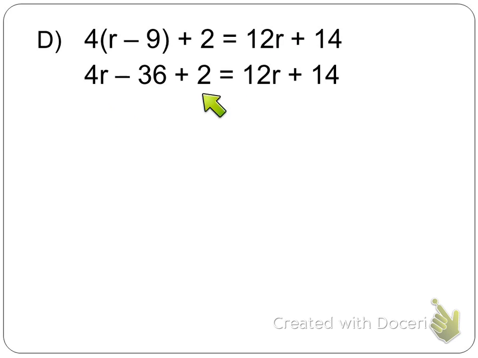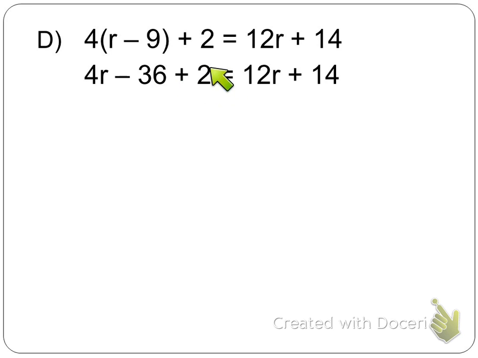This was another common mistake I saw. People, it's very common to just add these when you see the plus sign and make it like 4r minus 38. I saw that a lot on the quiz as well, okay? You can't do that because the 36 and the 2 have different signs.